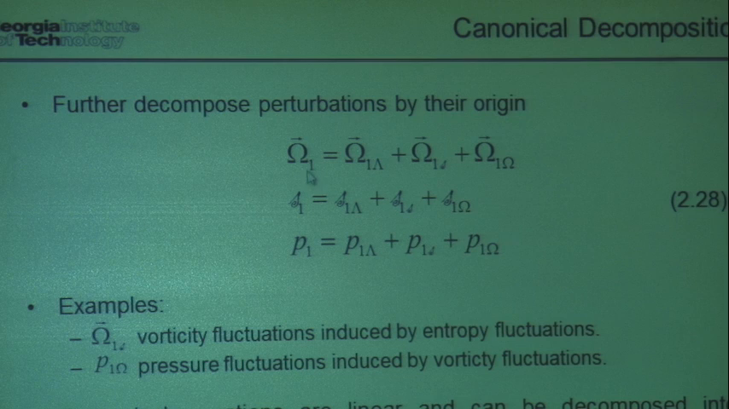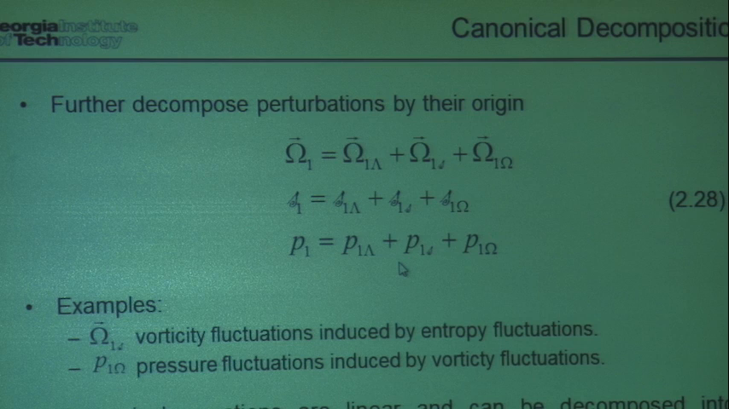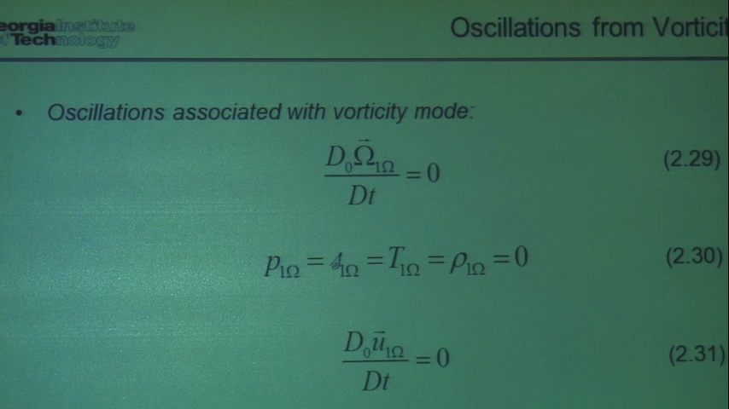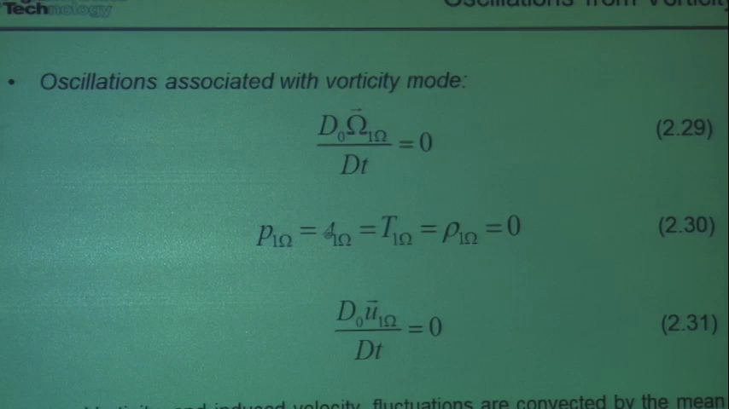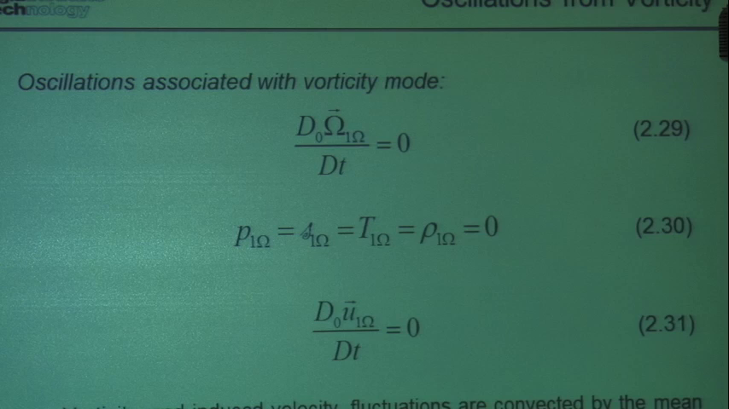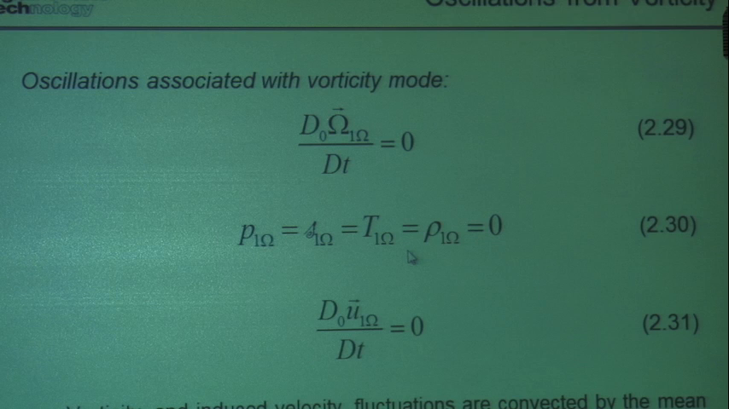So if I plug this back into those equations, because the equations are linear, I can actually write three equations for each disturbance variable, right? I can do that. And so what I want to do now is talk about each one of these canonical disturbance modes and how they manifest themselves, okay? And so we'll start with the vorticity mode, all right? So this summarizes the key results on the vorticity mode.